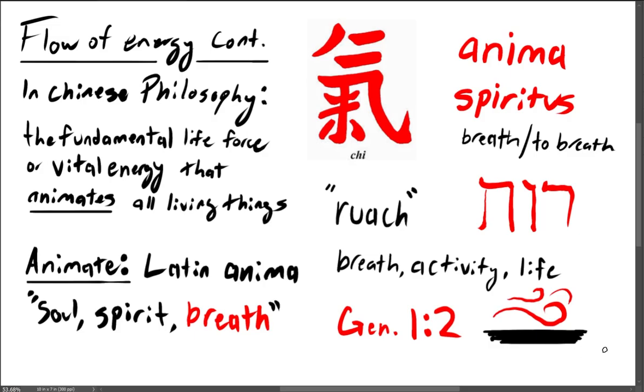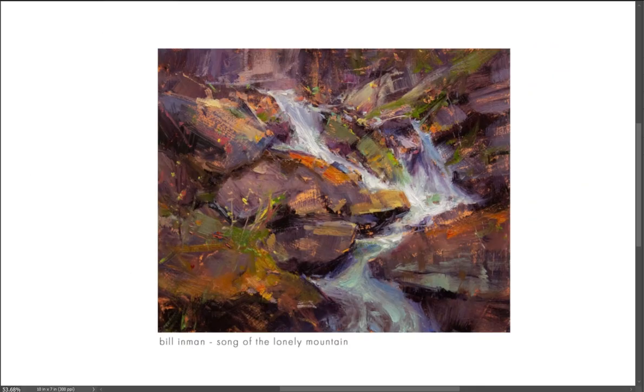And when we're arranging things on a canvas, or in 3 dimensions, we're creating a series of relationships that allow energy to flow in different directions. To give a great example of this, I'm going to show an example of that energy flowing through a composition. All right, now this is by Bill Inman, I believe, Song of the Lonely Mountain.